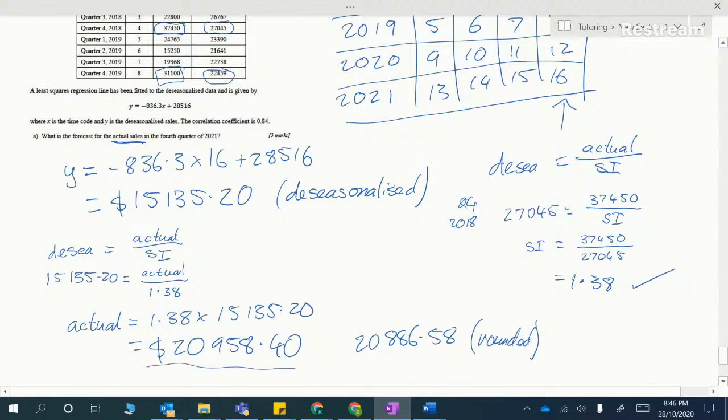But this one would be more accurate because what I did is I just kept that big long value in my calculator and carried it down.